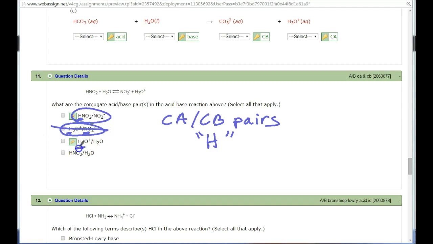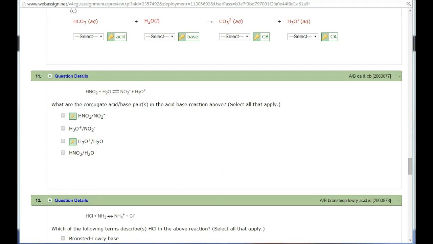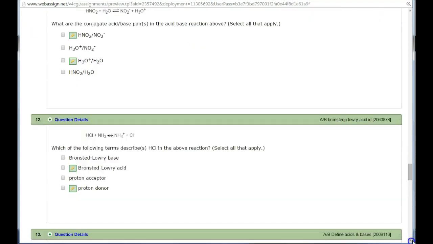This one differs by one H, so it's H3O and H2O. And this one, again, has an N, and that one doesn't have an N, so it doesn't even relate there. They can only differ by one H. All the other parts must be the same, and then the positive or minus sign probably changes depending on which direction we went. So which of the following terms describes HCl in the following reaction?